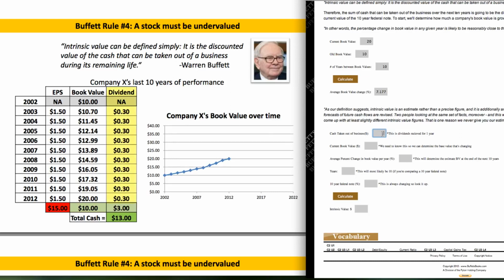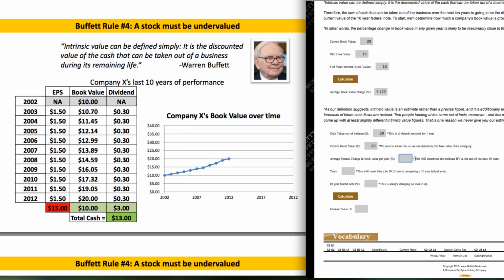Now, in this calculator, I have it set up so that the dividend, you only have to enter it for 1 year. And then the calculator is going to sum that dividend payment as if you're getting it every single year for the next 10 years. So just put in the dividend payment for 1 year. So for 1 year, we're going to say that you would make a 30-cent dividend. So you put in 0.30 there. And then the current book value in 2012 is $20, so we're going to put 20 in there.